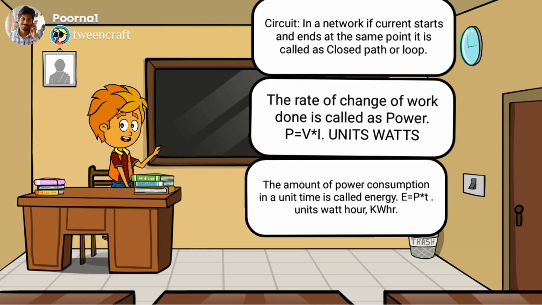Circuit. In a network, if current starts and ends at the same point, it is called a closed path or loop or circuit. The rate of change of work done is called power. In electrical terms, P is equal to voltage into current. The units are watts. The amount of power consumed in a given time is called energy. E is equal to P into T. The units are watt hours, kilowatt hours.